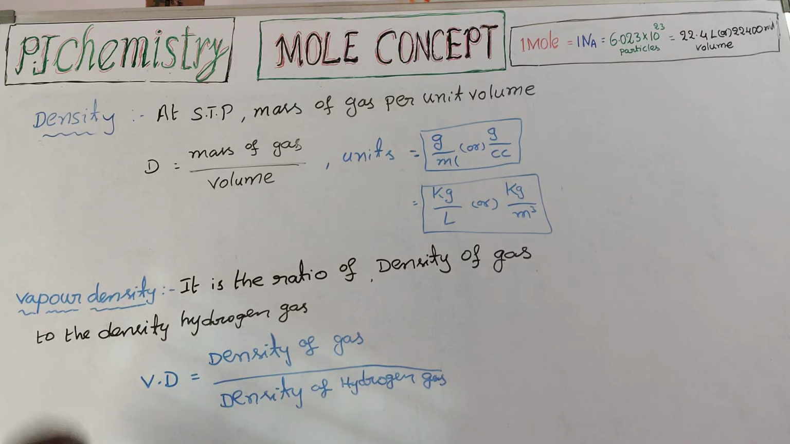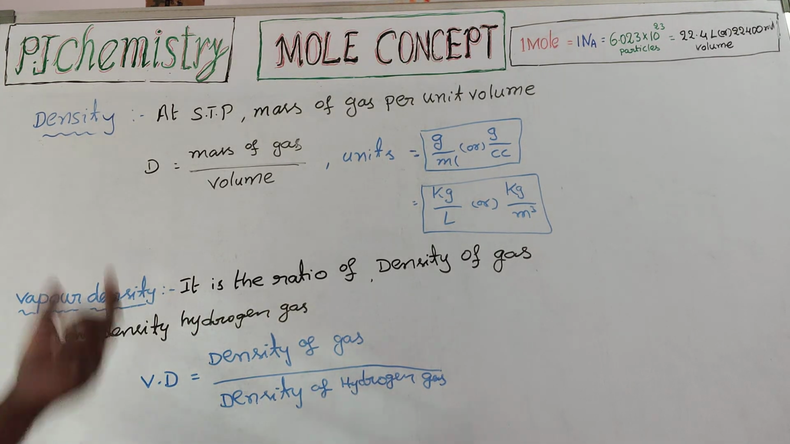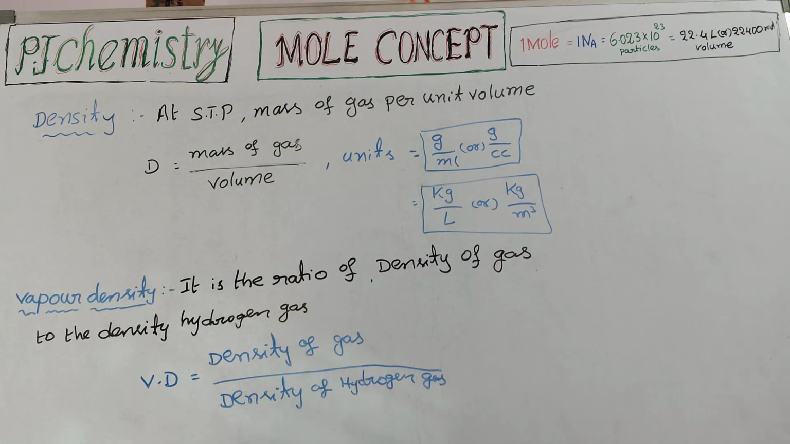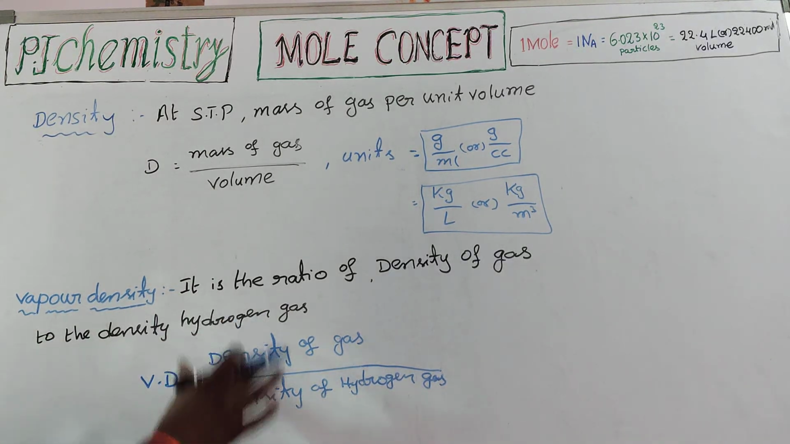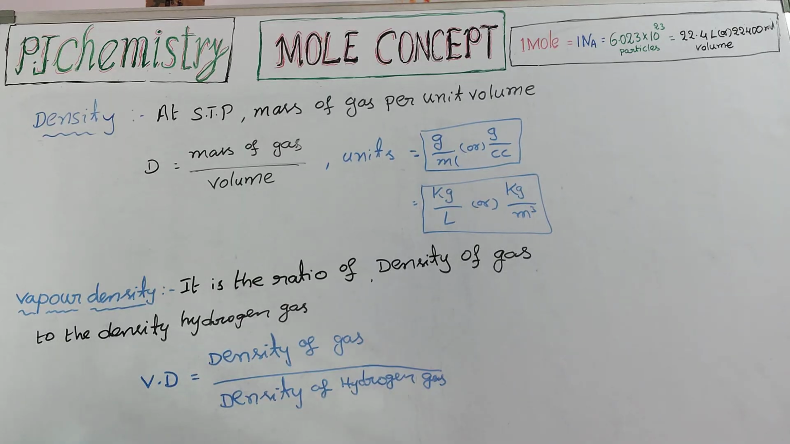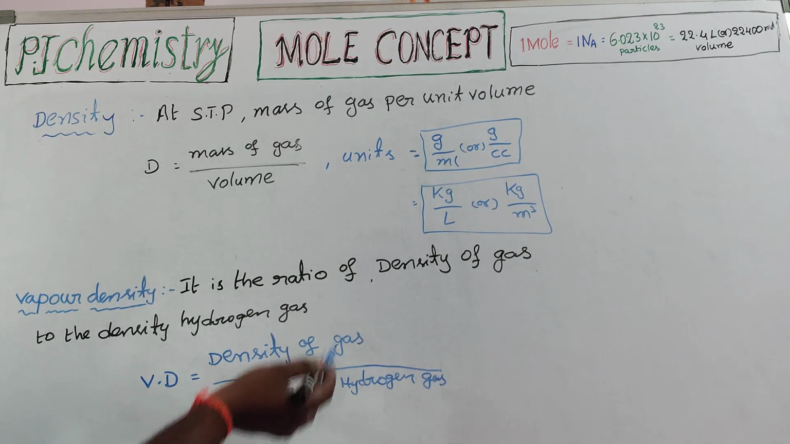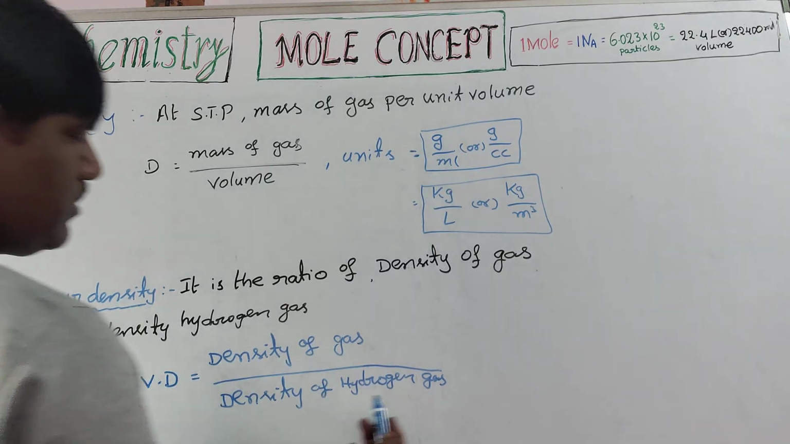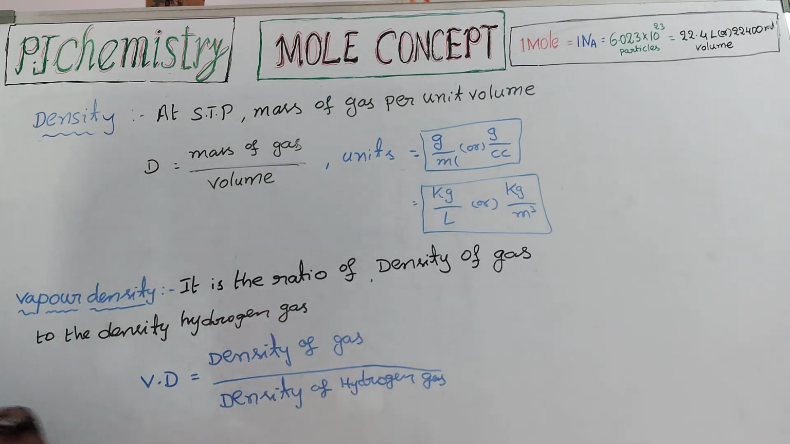We can calculate the density of hydrogen gas one time, and it will be fixed. Mass of hydrogen gas is 2, H2 diatomic form, and 1 mole of any gas occupies 22.4 liters. So 2 by 22.4, you will get some value. That is the density of hydrogen gas. Vapor density does not have any units because here also density, here also density, so density units get cancelled.